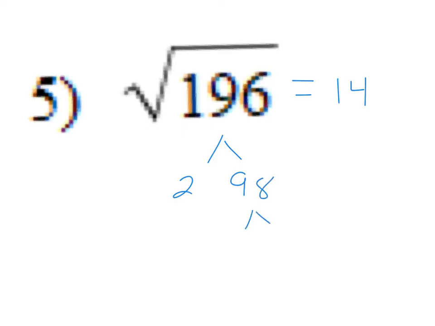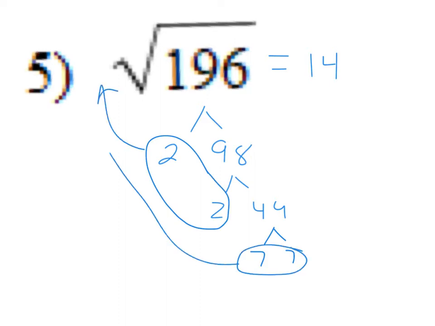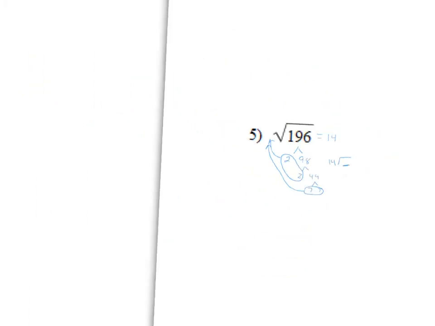98 will break down to 2 and 49, and then the 49 will break down to 7 and 7. So when I look at my pairs here, I have a 2 times 7. Both of them are moving outside, so I have a 14. There's nothing left on the inside because there are no numbers left over. So it's just 14. There is nothing left inside that radical, so we just call it 14.